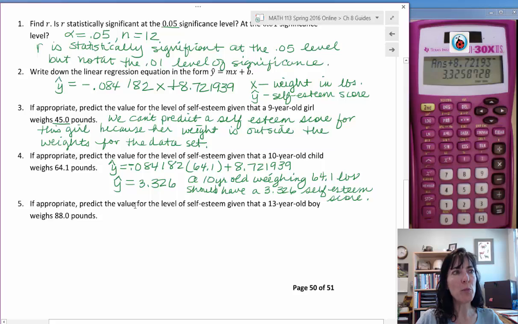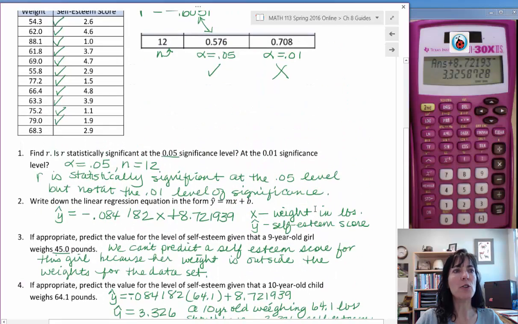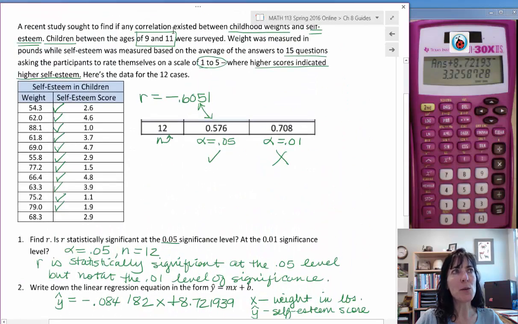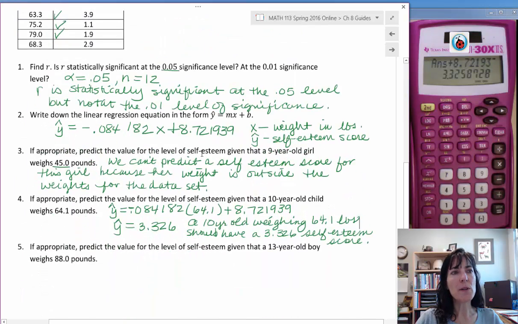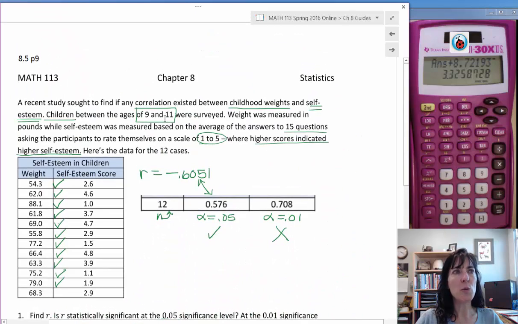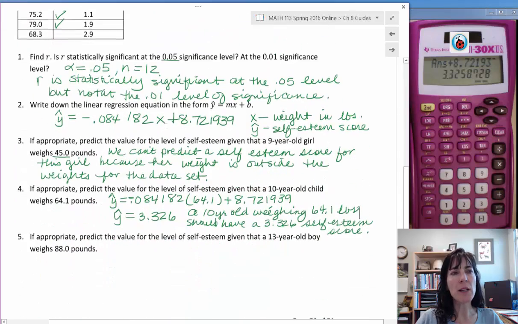Number 5, if appropriate, predict the value for the level of self-esteem given that a 13-year-old boy weighs 88 pounds. Boy is fine because it's for children, either gender, and 13, that's a problem because that's outside the interval of the ages that were used. So this 13-year-old boy comes from a different population than the children who were surveyed. And that's a problem because we don't know that 13-year-olds look at their bodies in the same way as 9 to 11-year-olds. In fact, I'm pretty sure they don't, because 13 is when children start to hit puberty.